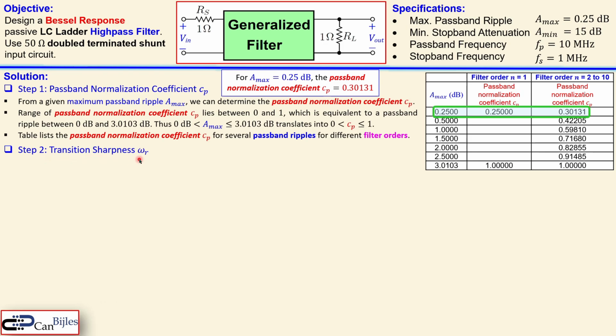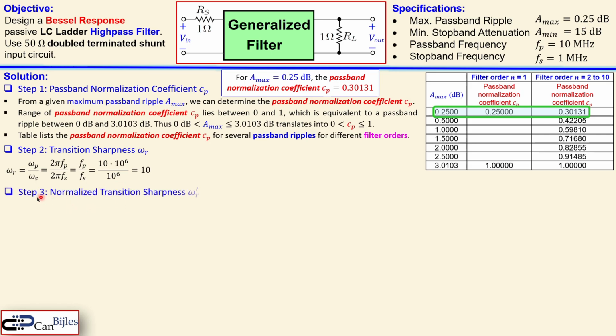Okay. Step 2 is the transition sharpness. So how sharp is the transition from the stopband to the passband? That is the relation shown here. Between the passband frequency and the stopband frequency, the ratio here given in omegas, you can also write it like this and divide out the 2 pi, which is now in hertz, in this case 10 megahertz over 1 megahertz, which is of course 10.